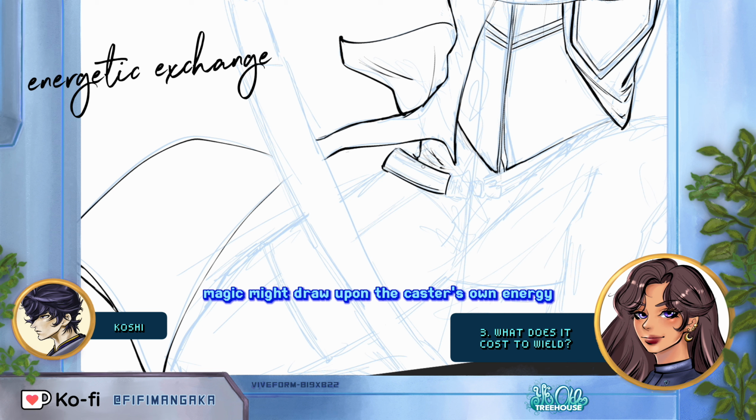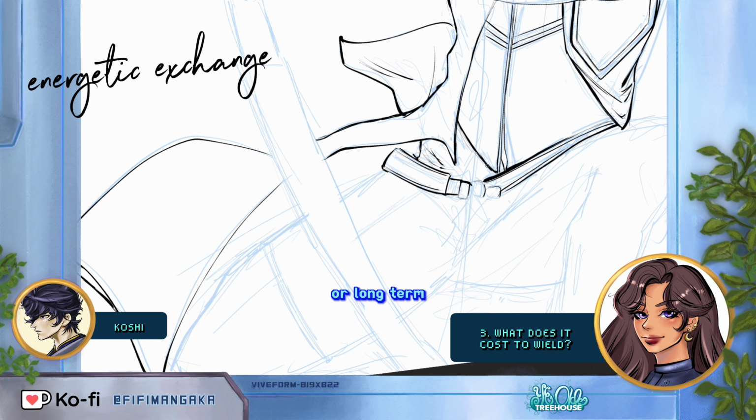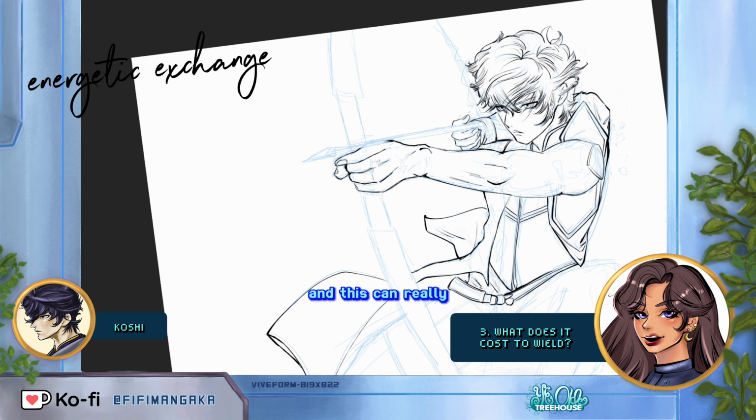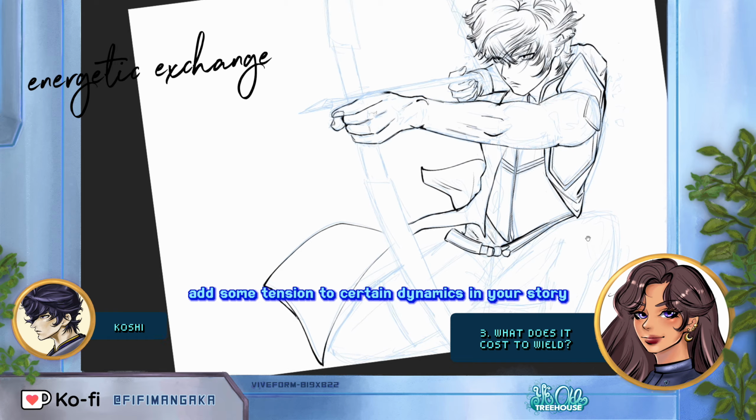Or maybe energy is required. Magic might draw upon the caster's own energy or life force, or whatever term you come up with in your story. This can lead to exhaustion or long-term physical consequences, emphasizing sacrifices made for wielding magic, and this can really add some tension to certain dynamics in your story.